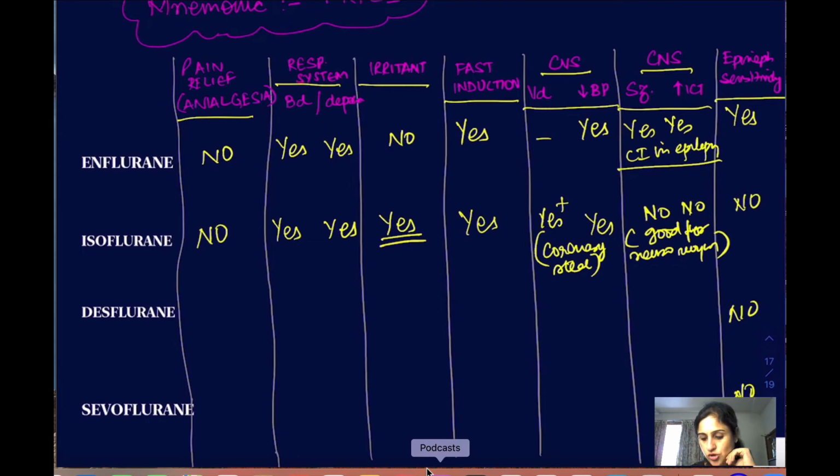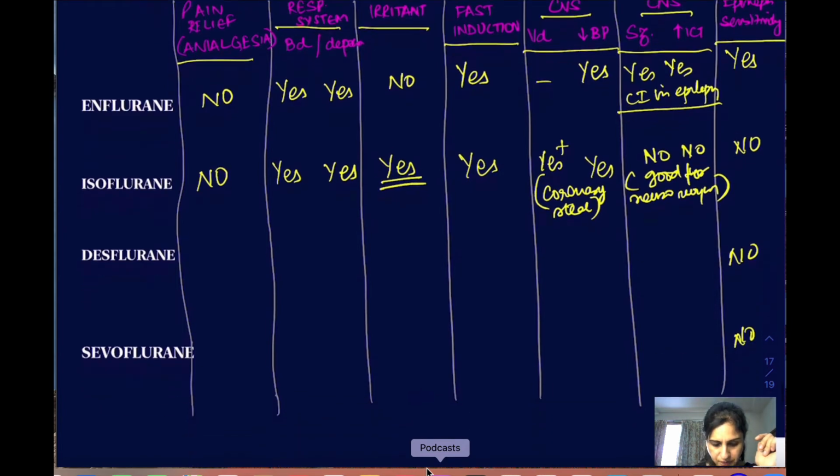Okay? So isoflurane is very good for asthmatics. It is very good in neurosurgeries, and it obviously has a fast induction, but no analgesia. But the problem is we cannot use it for induction. Why? Because it is an irritant. So we can't use it to induce. It can be used for maintenance, but not for induction.